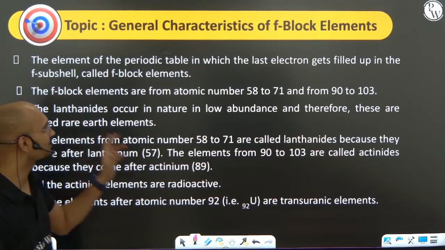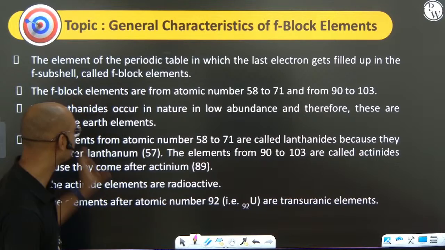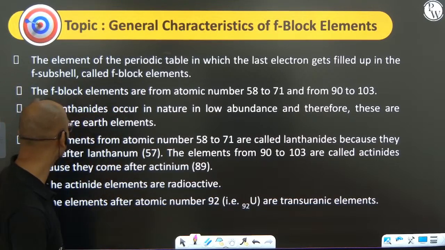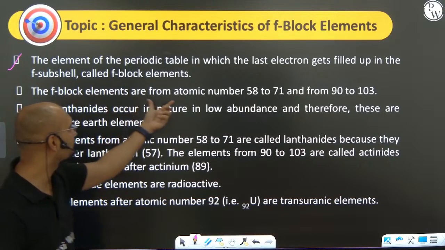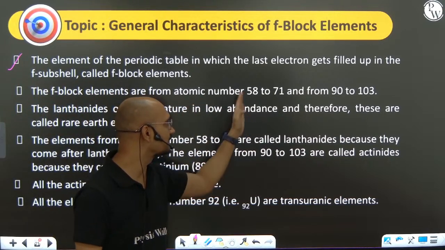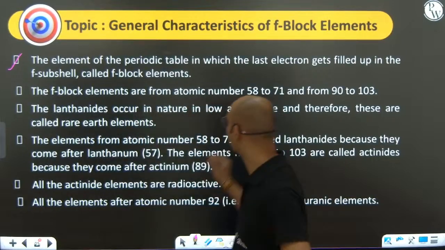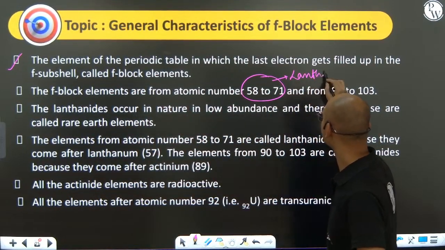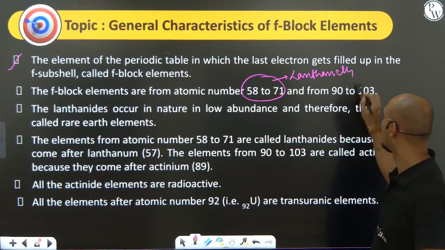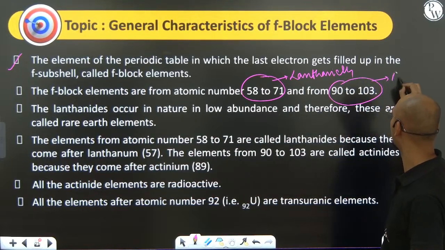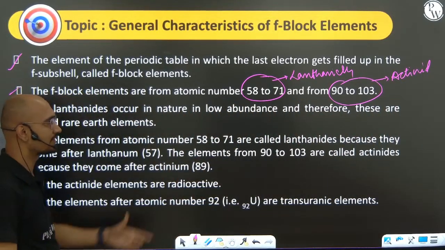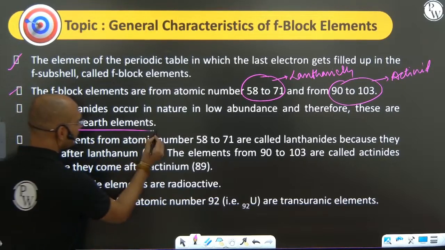Now, general characteristics of F block elements. The last electron is going to be filled in the F subshell. The F block elements from atomic number 58 to 71 are called lanthanoids, and 90 to 103 are nothing but actinides. Now the lanthanoids occur in nature in low abundance, and therefore these are called rare earth elements.